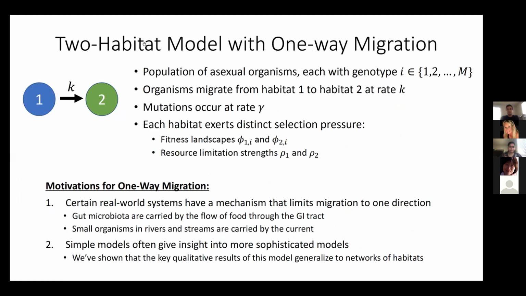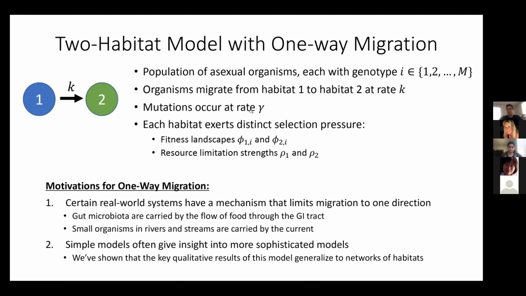So just starting with a brief overview of the model, we have two habitats. So habitat 1 is here and habitat 2. And these habitats are populated by a population of asexual organisms, each with some genotype specified by a number between 1 and m. And organisms migrate from habitat 1 to habitat 2 at some rate k. And the migration is just one way, so from 1 to 2, but not back from 2 to 1.